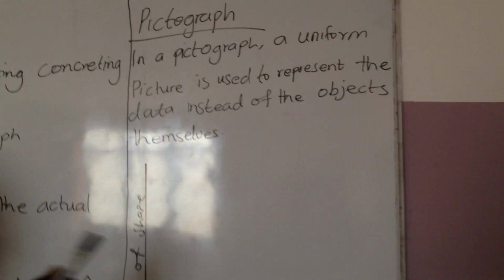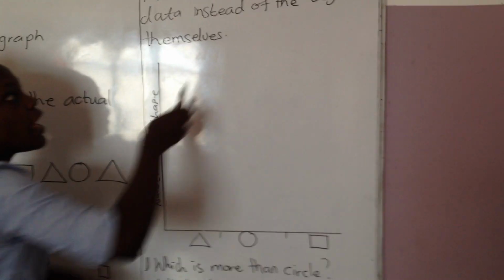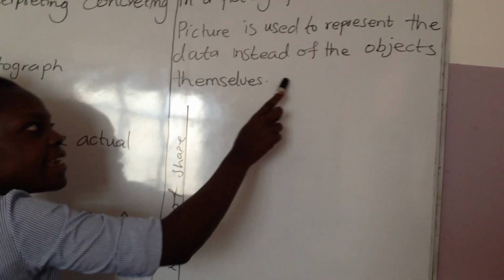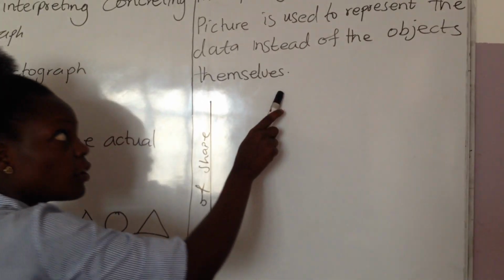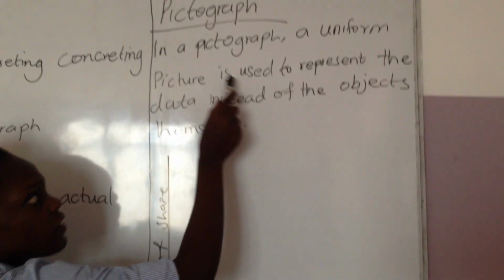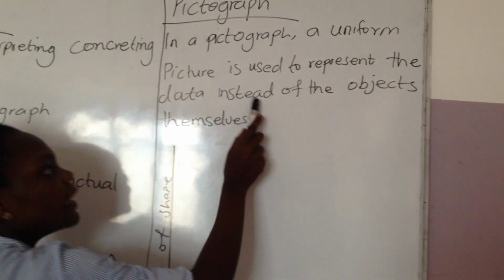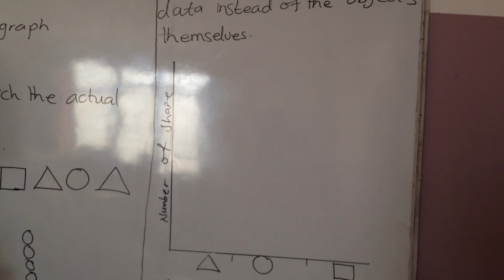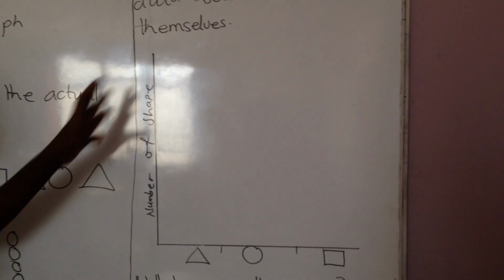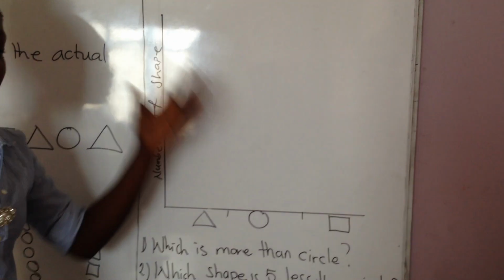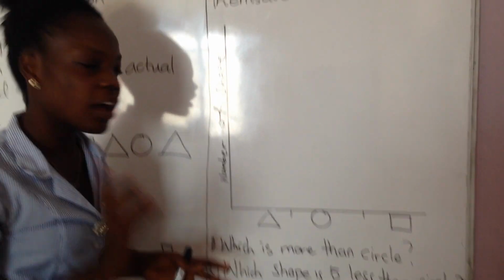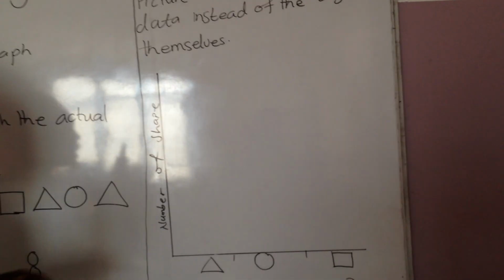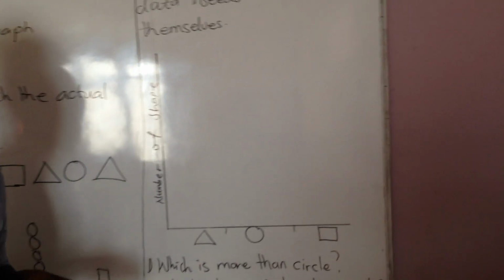Now we move to pictograph. In a pictograph, a uniform picture is used to represent the data instead of the objects themselves. So like we did for the concrete graph, we use the actual object. Here, we are going to use a picture. We choose a picture for all the shape. So we are going to use the letter S to represent shape.